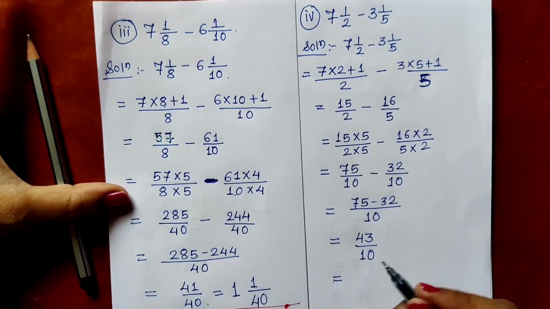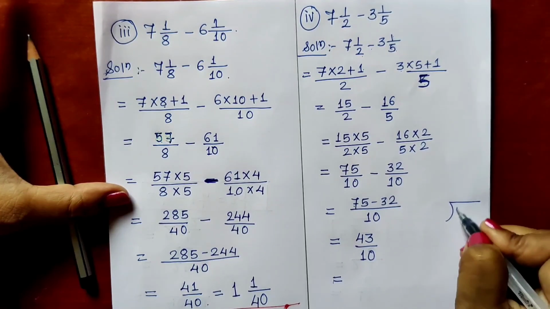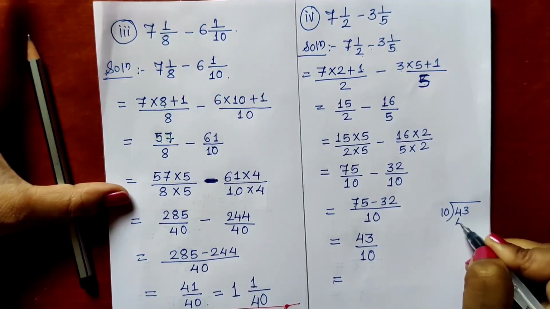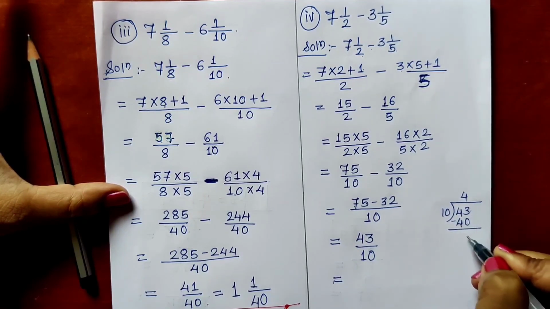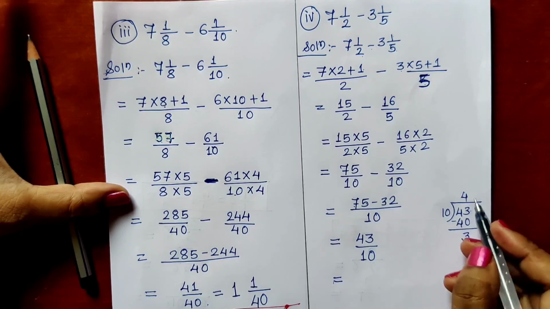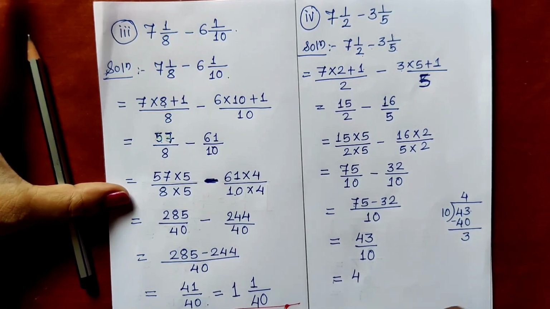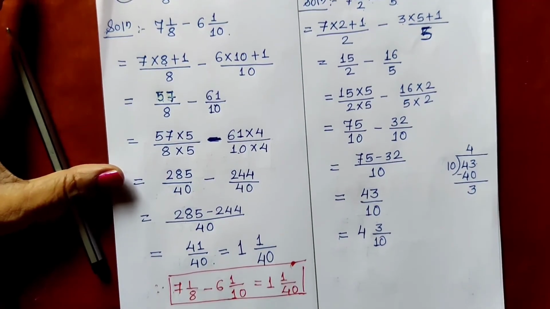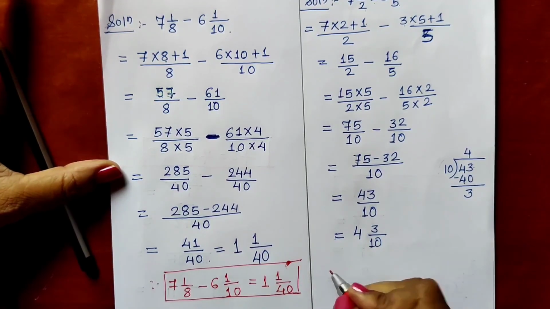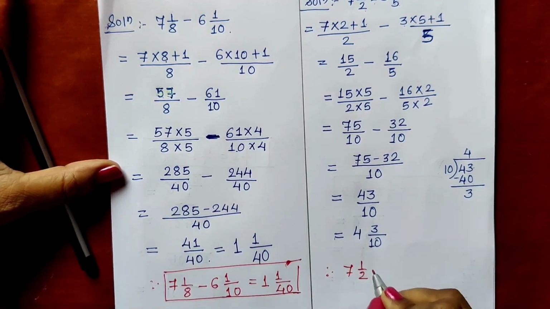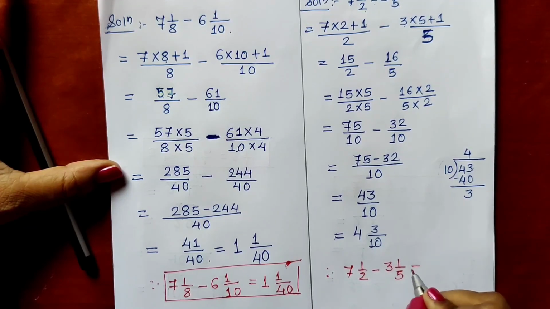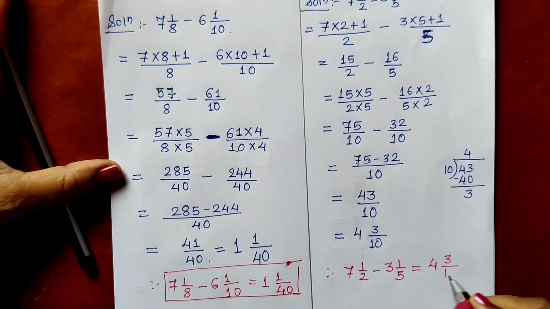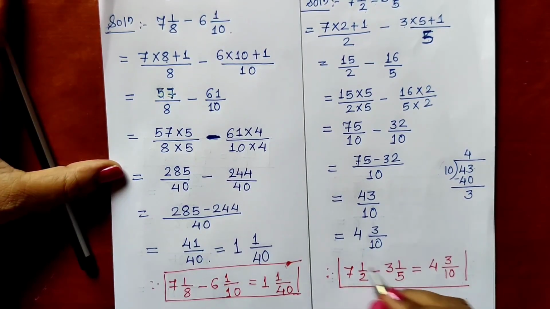Convert into mixed fraction. How to convert? 43 divide by 10. 10 4s are 40. 43 minus 40, remainder is 3. So how to write? This 4 as integer, this 3 as numerator, this 10 as denominator. So we got the answer as 4 integer 3 upon 10. Write the answer. Therefore 7 integer 1 upon 2 minus 3 integer 1 upon 5 is equal to 4 integer 3 upon 10.